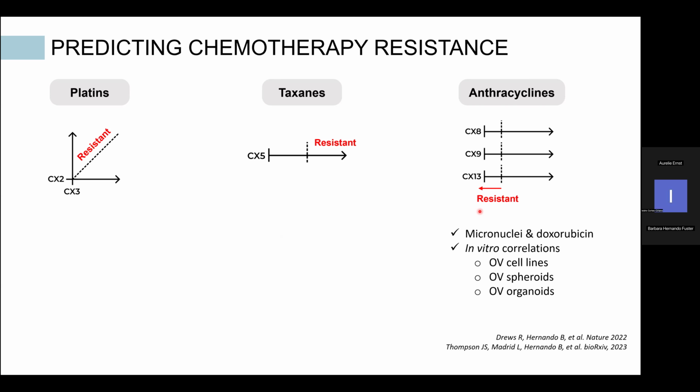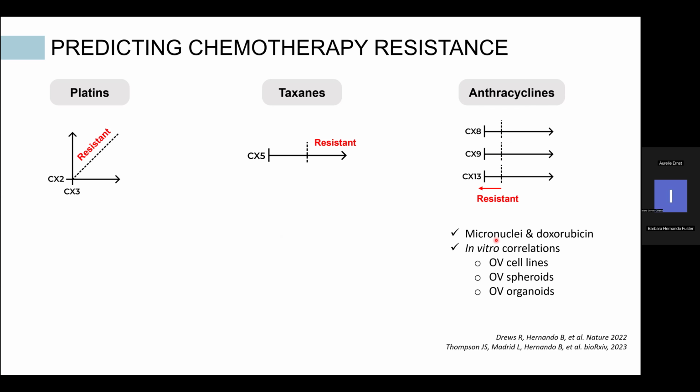And we tested that hypothesis using in vitro data. This in vitro data is coming from the James Frankel lab. So they have cell lines of ovarian cancers, also spheroids and organoids that are coming from ovarian patients. And we see that those that have higher levels of CX8, CX9, and CX13 actually respond worse. So we optimized a threshold to detect those patients that are going to resist doxorubicin.